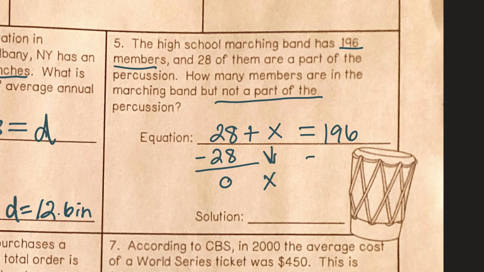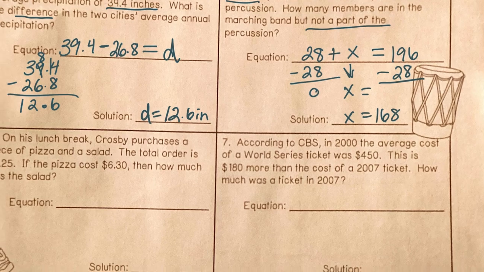And I'm going to do the same thing over here. 196 minus 28 gets me exactly 168 members. And so the whole goal when working through these word problems is think about what you have to do in order to solve it, and then when you're writing out your equation, you're going to write out that opposite operation. So let's do one more for good measure.